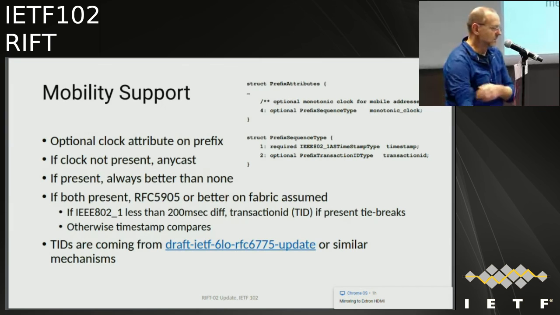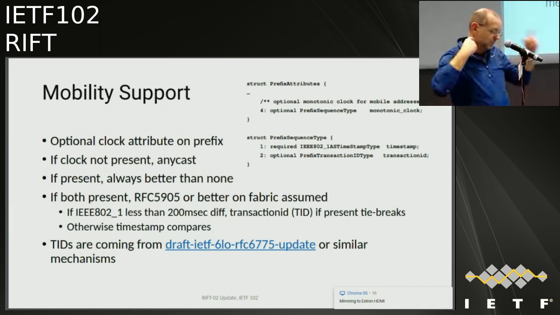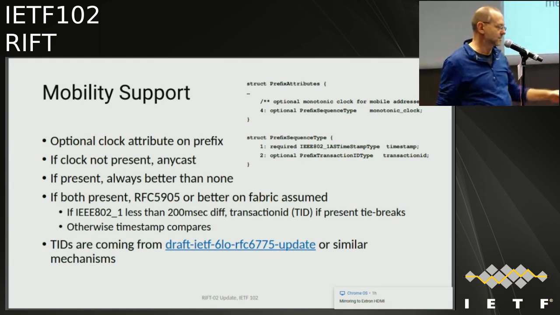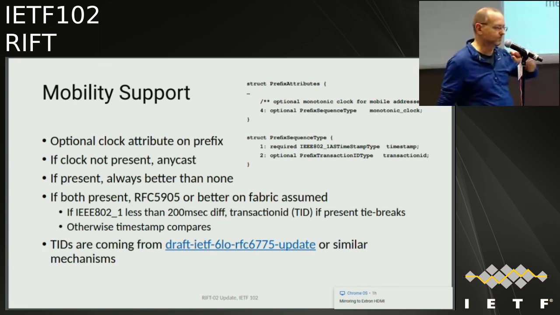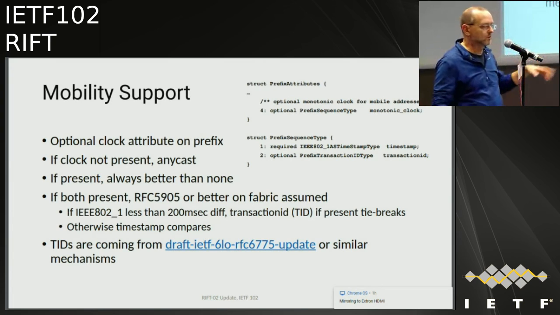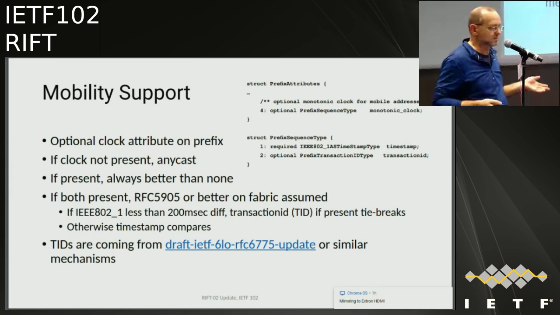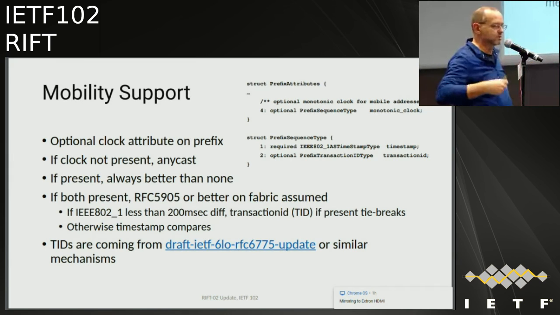Mobility support. 6LoWPAN has been extended by Pascal again. He has all the smart ideas. I just talk well, I think at least. So basically on the prefix, you can stick an optional 2 part timestamp. The first timestamp is something from 802.1, where they had to go down to microseconds or something, a standardized ISO thingy. And the other one is a transaction ID. It's basically a sequence number bubbling up.